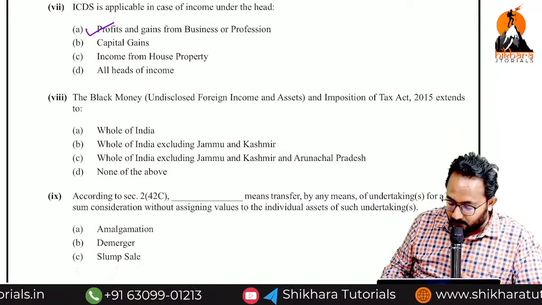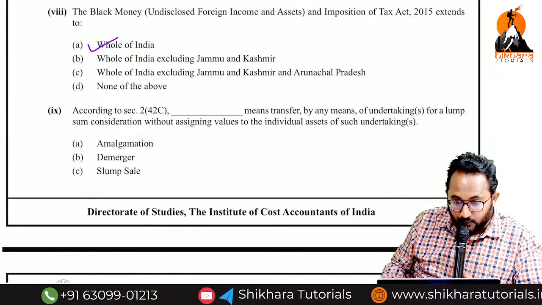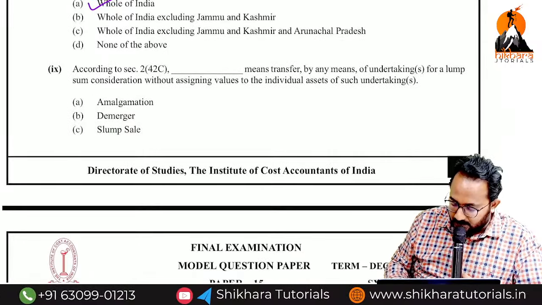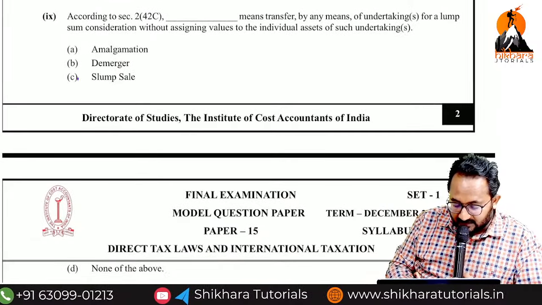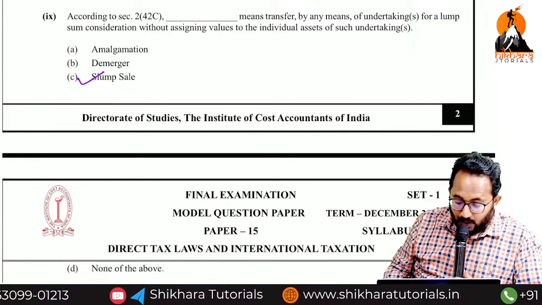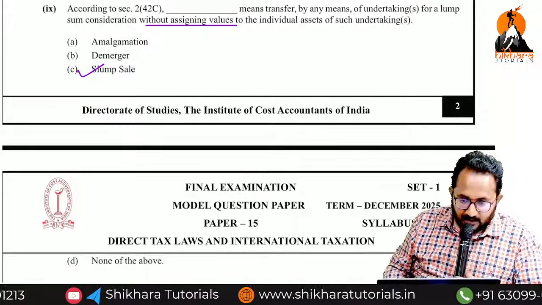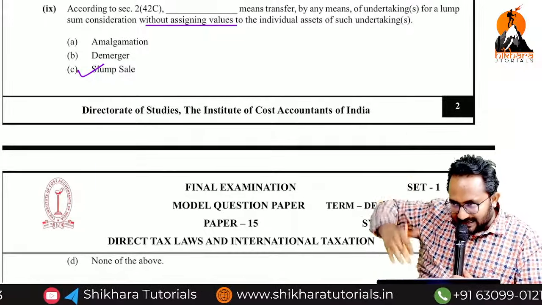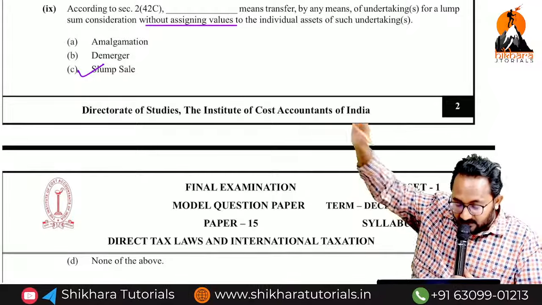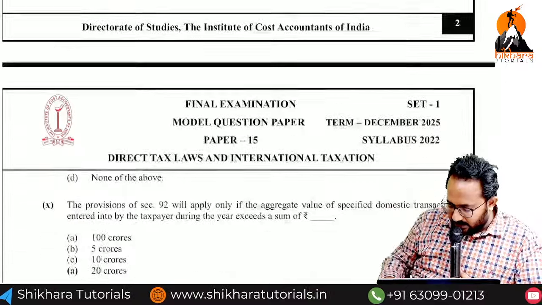ICDS is applicable for PGBP or income from other sources. Yes, Black Money Act is applicable for whole of India including Jammu and Kashmir. Nothing but this is a definition related to slump sale. We are selling as an undertaking without assigning values to the individual assets. Nothing but we are selling the entire undertaking for a lump sum consideration. Within that lump sum consideration, we are not assigning any values to the individual assets.